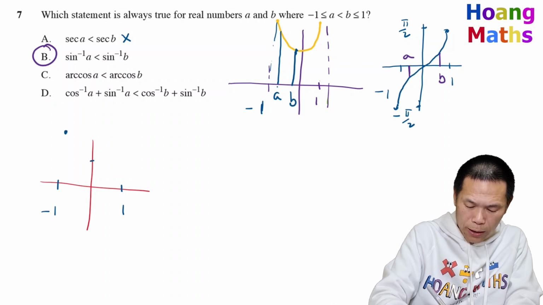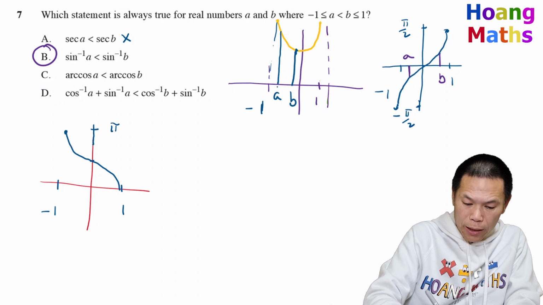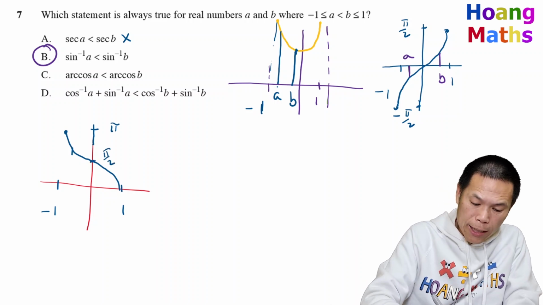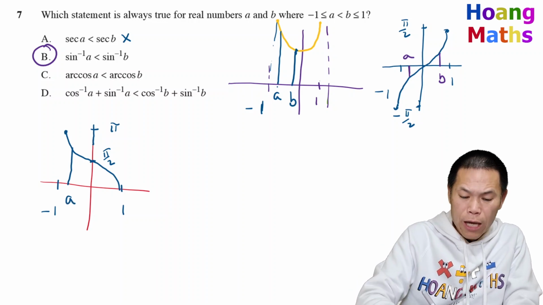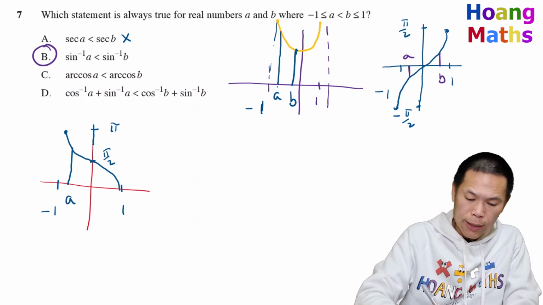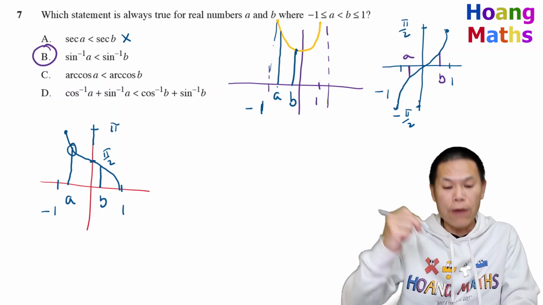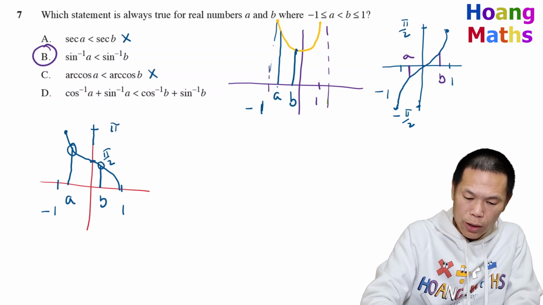Your graph is like this. This is pi, this is pi over 2. So you can see this is I here, somewhere here. And B is always on the right hand side of I because B is greater than I. Okay, so B here. You can see inverse cos I is greater than inverse cos B, this is wrong. Keep that in mind.